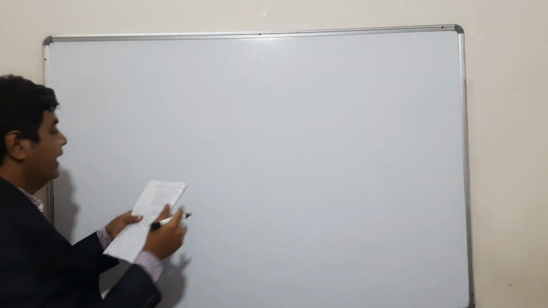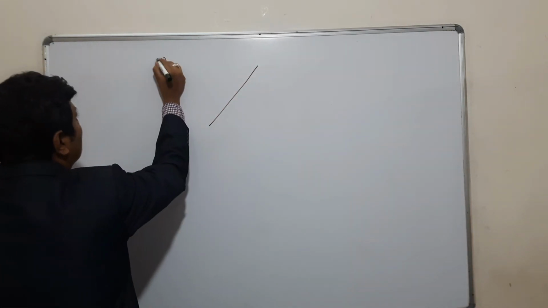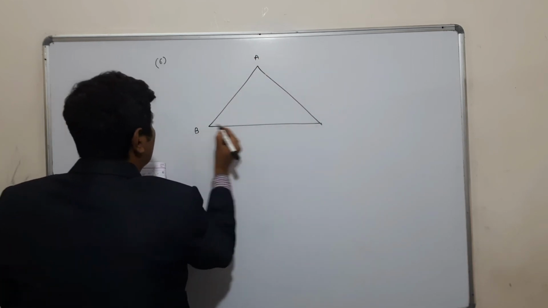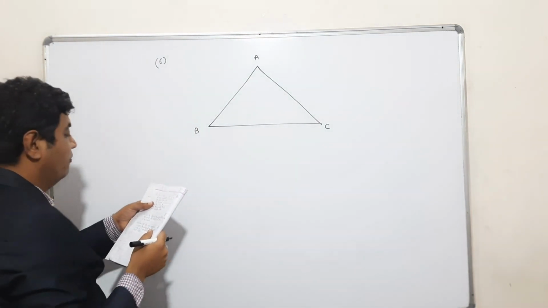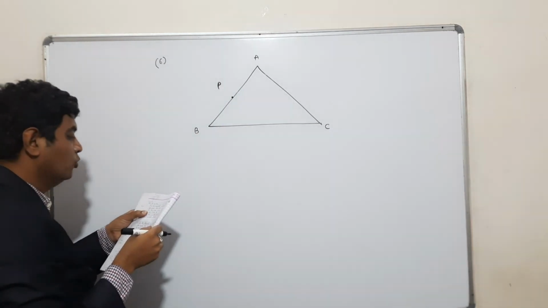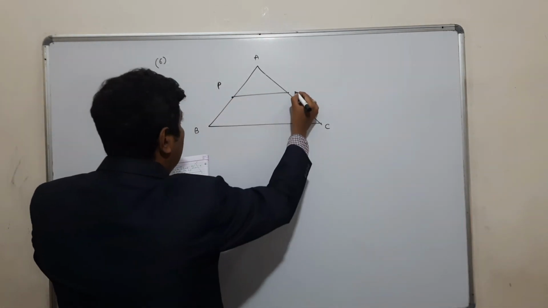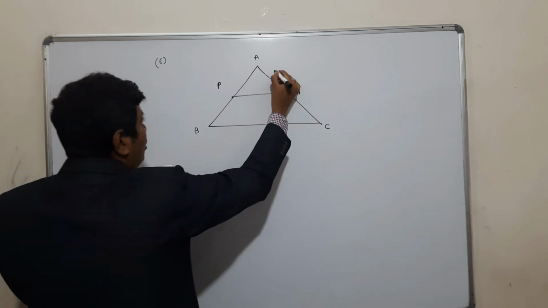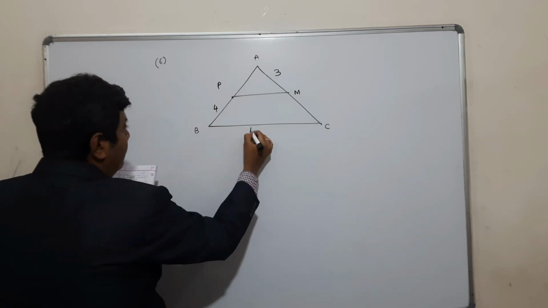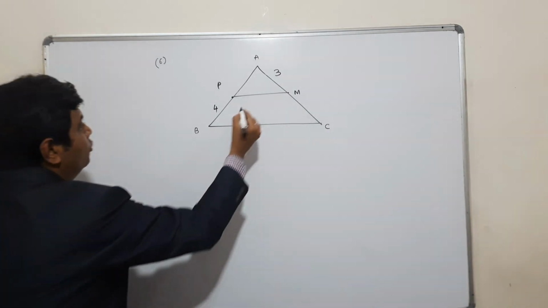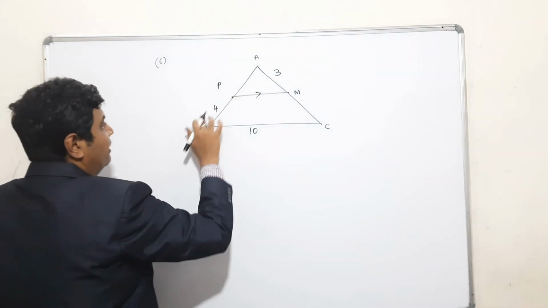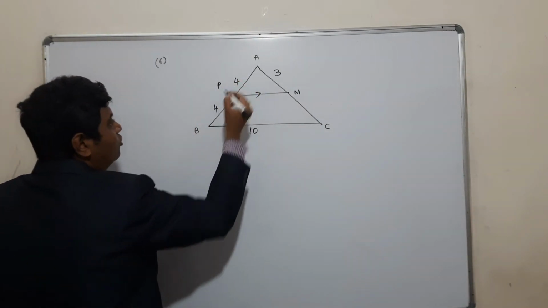Sixth sum. In triangle ABC, P is the midpoint of AB. AM is equal to 3. So you have P and M. Your AM is equal to 3. If PB is equal to 4 and BC is equal to 10 and PM is parallel to BC, find the perimeter of triangle ABC. It is so simple. See, it is given this is the midpoint and PB is 4. So if this is 4, this is also 4.